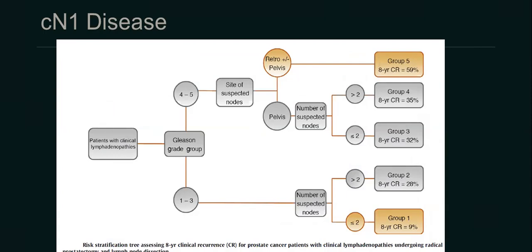And obviously, if you think about a higher Gleason grade, which is in the retroperitoneum, and the higher number of nodes, you'd have less chances of having recurrence-free survival, sorry. And if you use the opposite, with low Gleason scale, fewer nodes, less in the pelvis, then you'd have a higher chance of clinical recurrence-free survival.